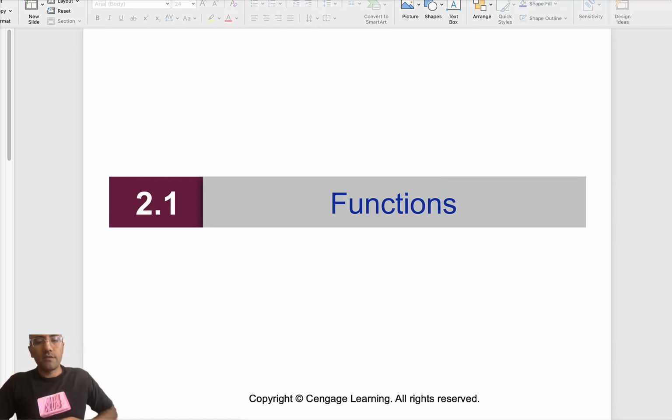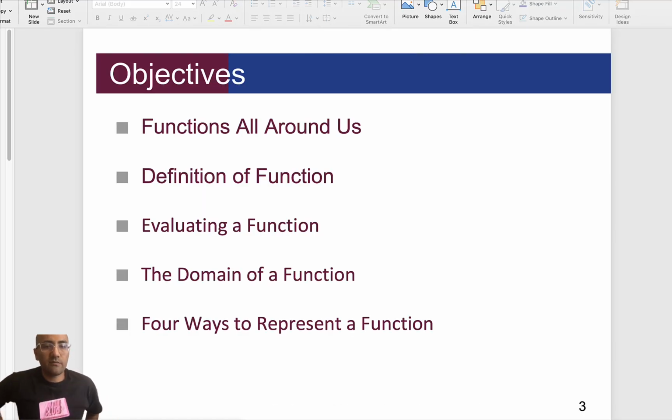All right, functions. Function notation, right? So functions are all around us. We're going to define what a function is. We're going to evaluate functions. We're going to find the domains of functions, and then think about how to represent functions in different ways.